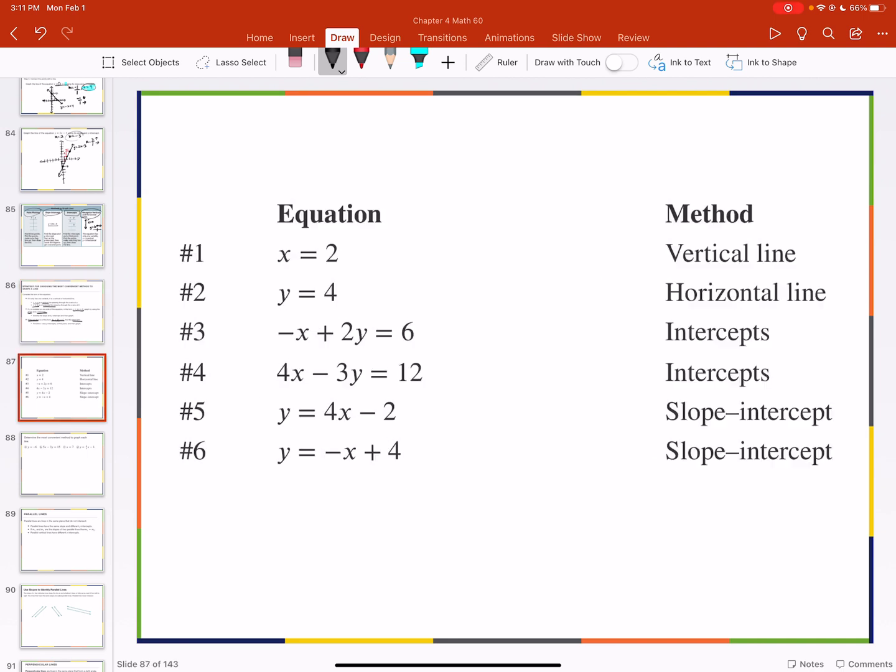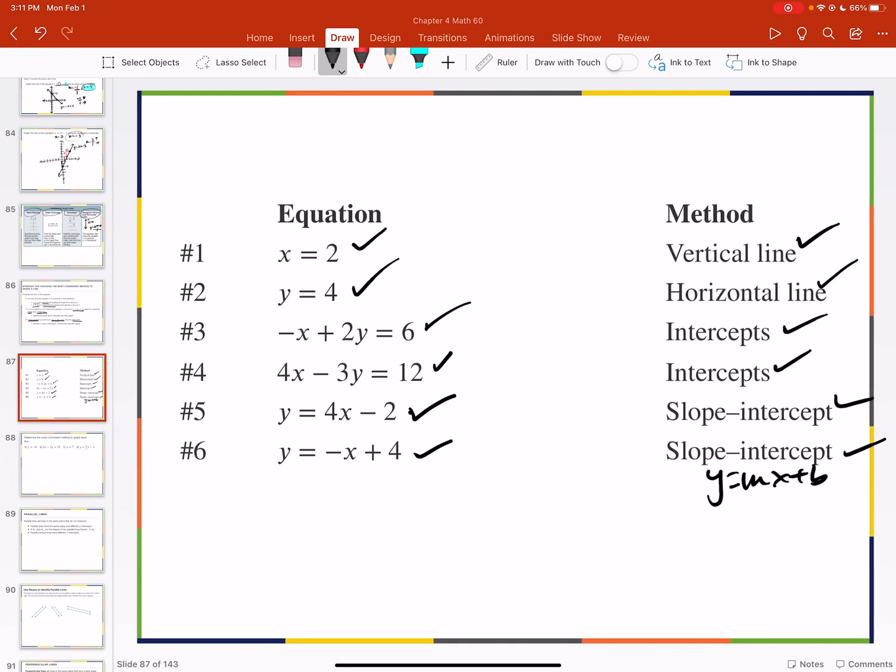So here are some examples. When you look at these, you should be able to start recognizing what method to use. So x equals 2 is a vertical line, boom. y equals 4, that's a horizontal line going through 4. -x plus 2y equals 6. We're going to do intercepts for both of these two, because they're not solved in the y equals mx plus b form. Here it is, y equals mx plus b, so we're going to use slope-intercept form. Okay, so that's for the last two.